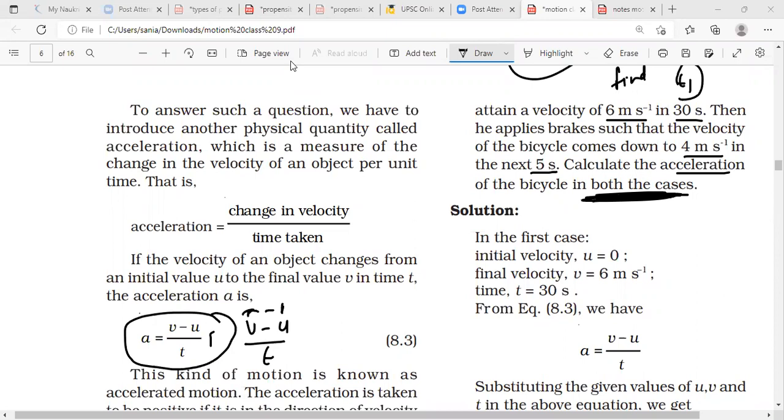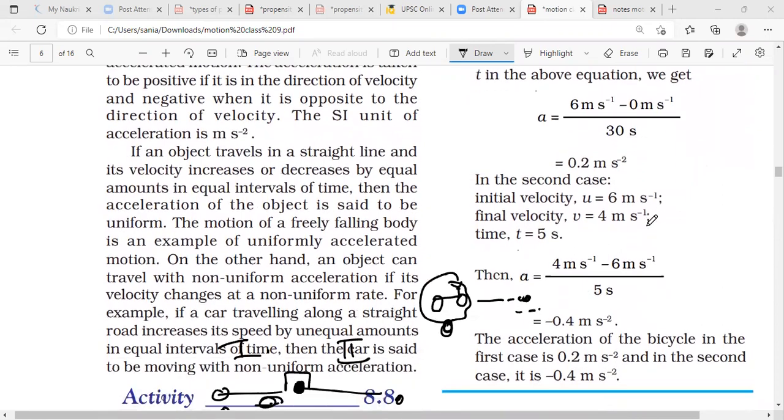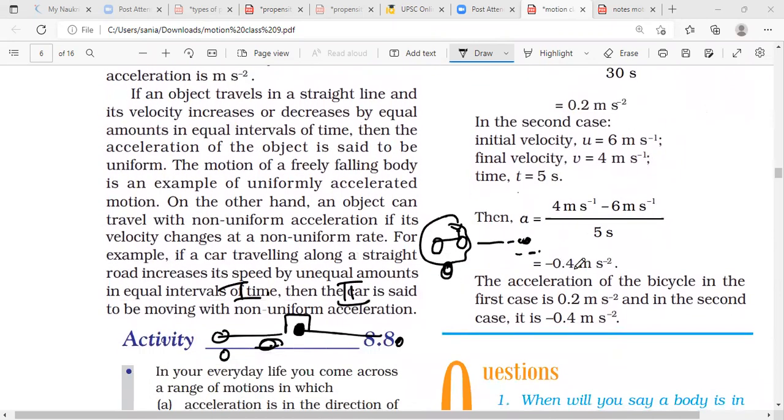Done, guys? Done, ma'am. Yes. Of you? Oh. So I hope you got the answer. This is 6 minus 0. So you got the answer 6 divided by 3, which is 0.2. Yes. And this same 0.